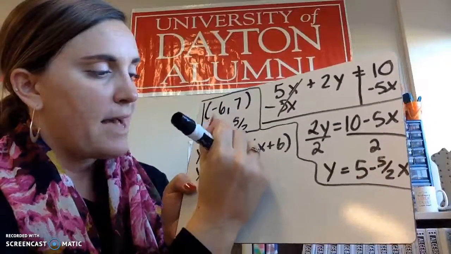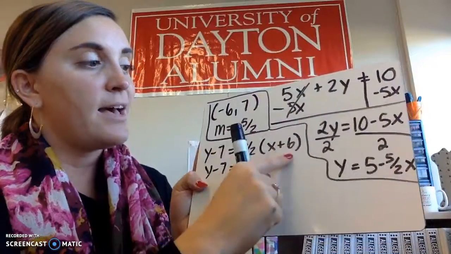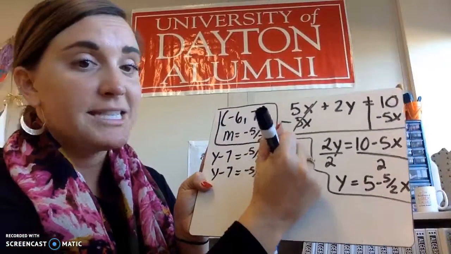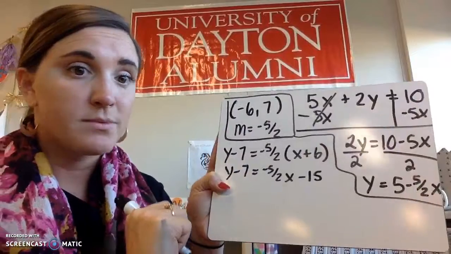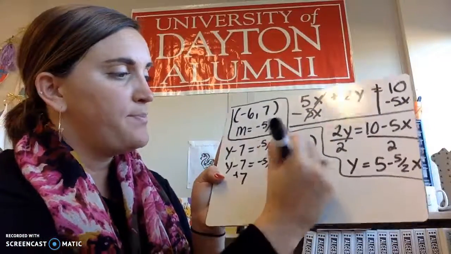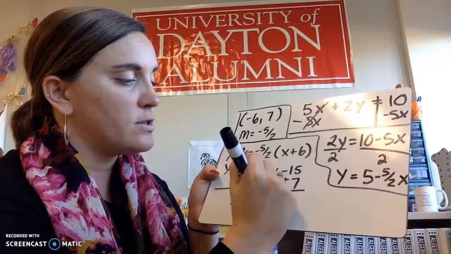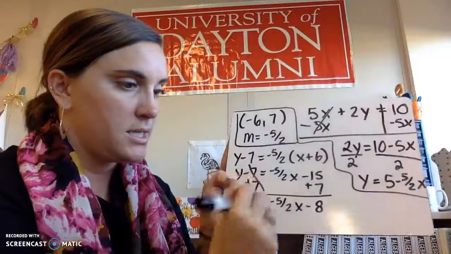Distribute -5/2x. -5 times 6 is -30. -30 divided by 2 is -15. Add 7 on each side. -5/2x minus 8.